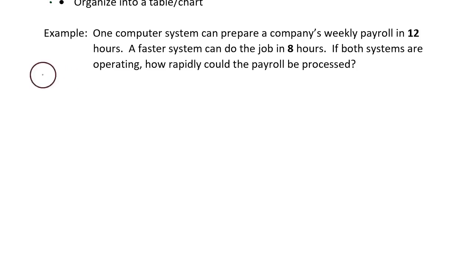Let's follow the four-step plan. First, choose a variable. We're asked for how rapidly could the payroll be processed. That's asking us for the time that it takes. So we might use the variable t to represent time. To help us create expressions that use t from the facts of the problem, let's use a math formula. Work equals rate times time.